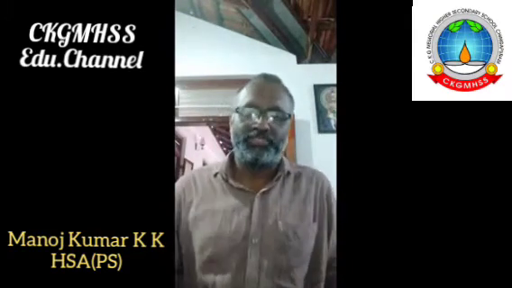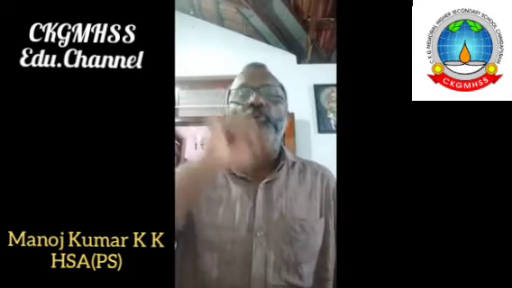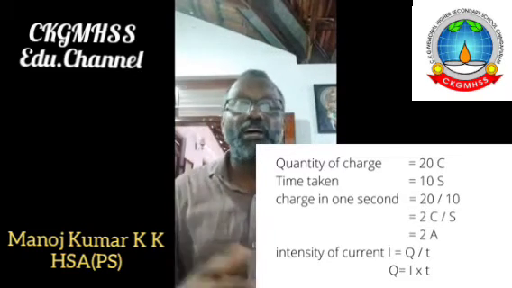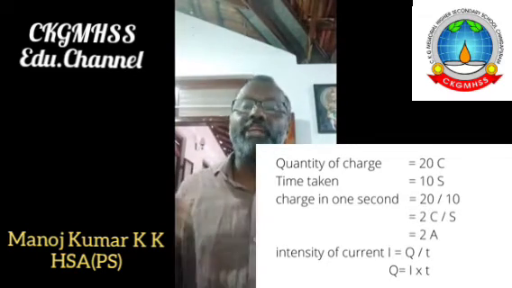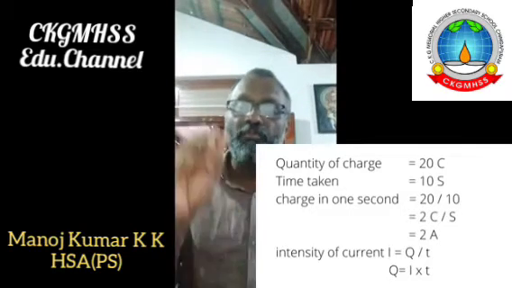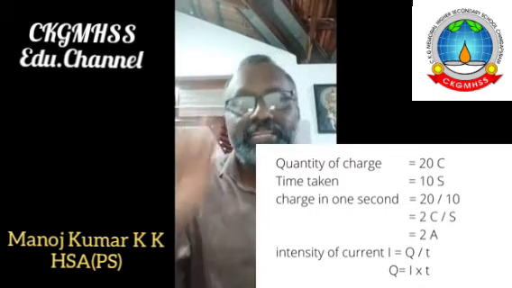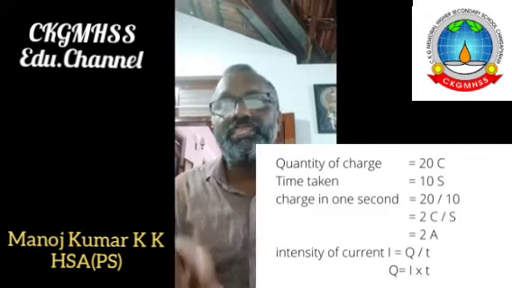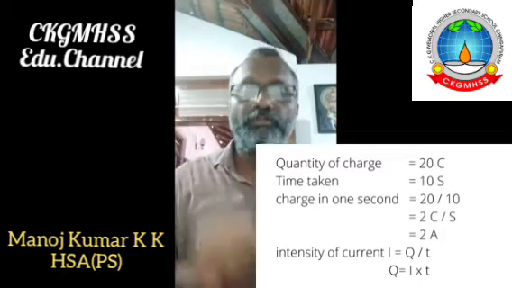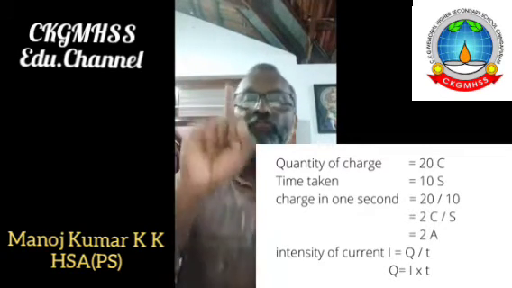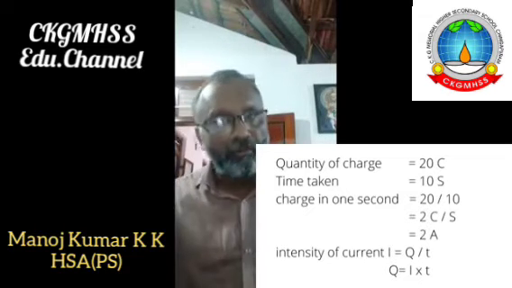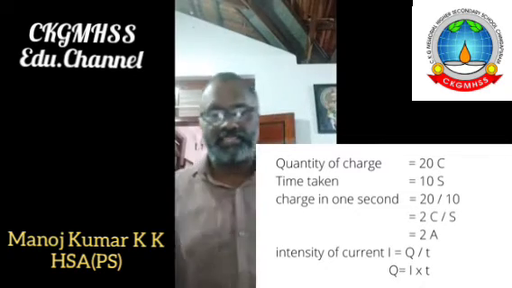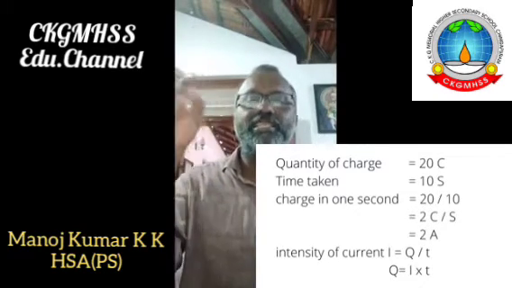Suppose we can find out the intensity of current. Suppose through this circuit 20 coulomb of charge, unit of charge is coulomb, is flowing for a time of 10 seconds. The time of flow of current is 10 seconds, and the amount of charge flowing through the circuit is 20 coulomb. Then charge flow in 1 second is 20 by 10, that is 2 coulomb per second. 2 coulomb per second is the intensity of current.